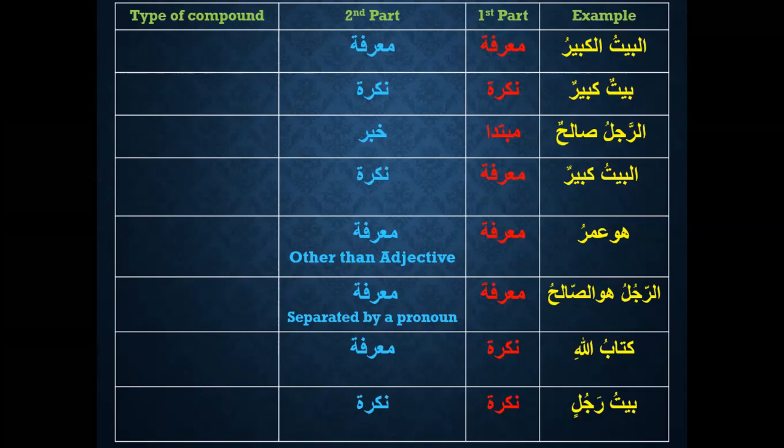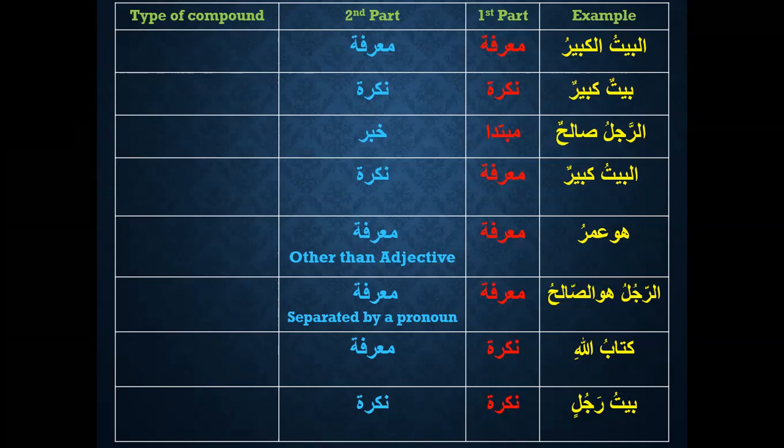Ar-rajulu salih. Now the first part is mubtada, and it's marifa. Second part is nakira, without al. First part has al, second part has not got al. Otherwise, they're both singular, both masculine, both in marfu state, both got rafa at the end, dhammatan or dhamma. But the trouble is, one is marifa, which is al with rajulu, but no al on salihu, which means one is marifa, one is nakira.